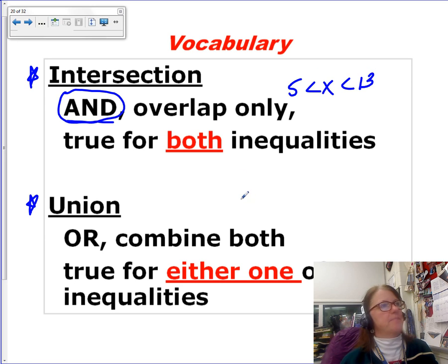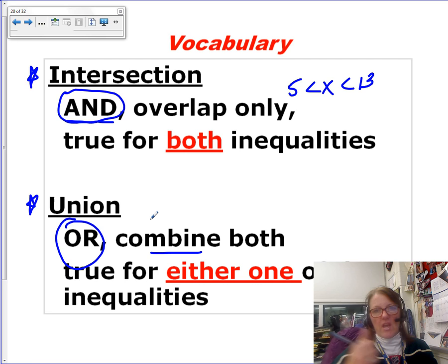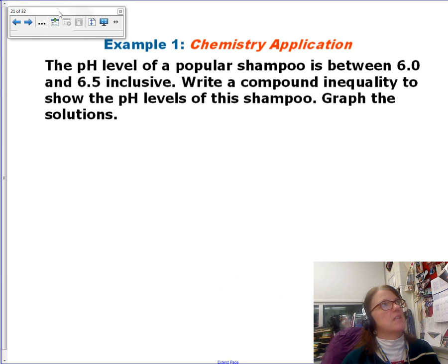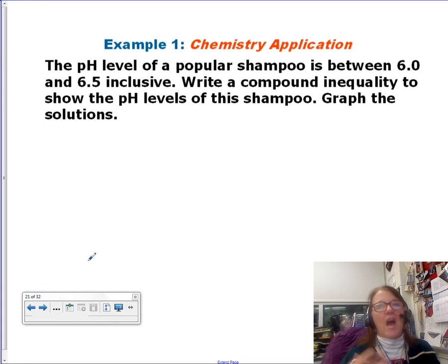A union is where you will see the word or. This is when you're combining two inequalities, and either you're going to have a solution up here or you're going to have a solution down here. There's not an overlapped region, but we're going to say if it satisfies either one of those two, knowing that there's nothing that crosses both of them. That's the union one. So how does this work?